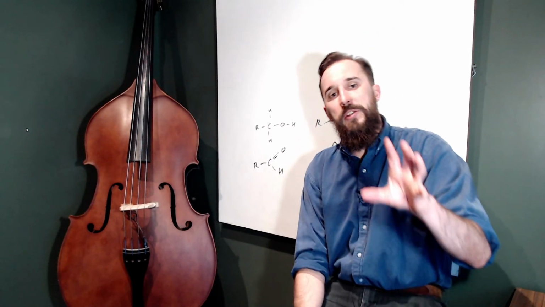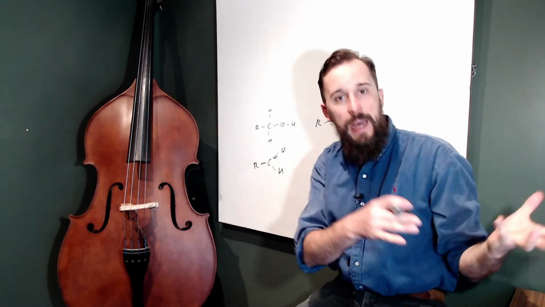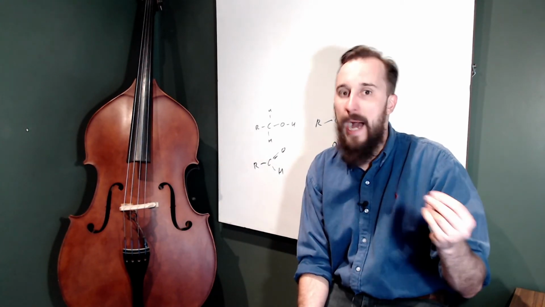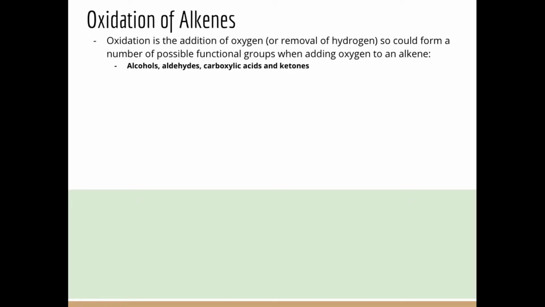So it all very much depends on where the alkene is positioned. Is it at the start of the molecule? Is it in the molecule? How many carbons are bonded to the carbons that are in the alkene? Lots of different variables, and as a result, we will possibly get a number of different species that have oxygen.